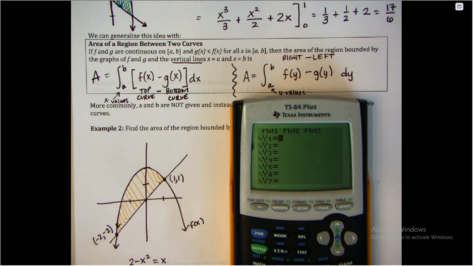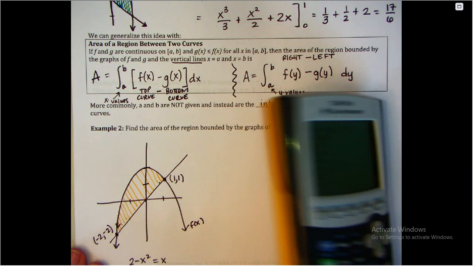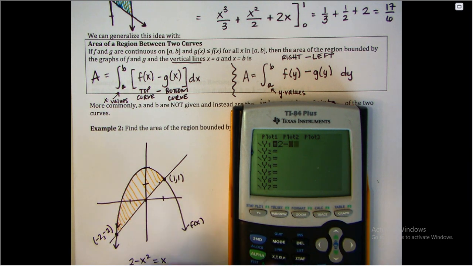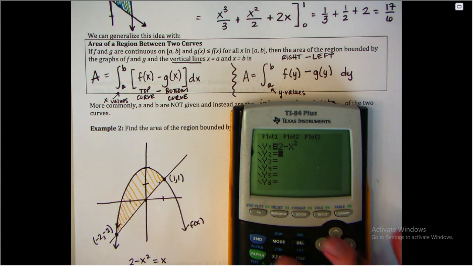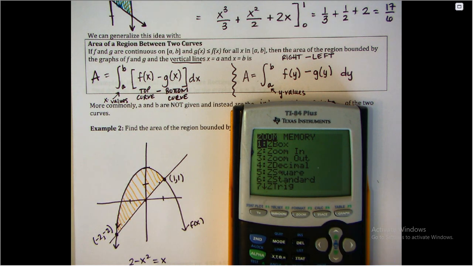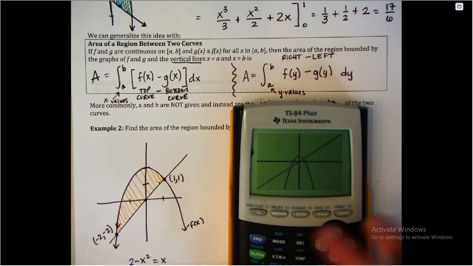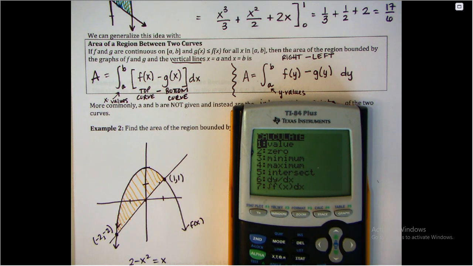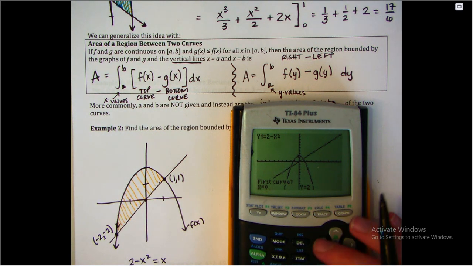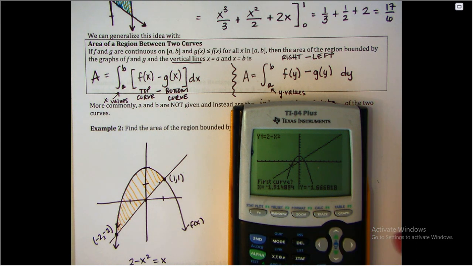So for example, I can type in, let's see, what was it? 2 minus x squared and y equals x. Let's make sure we're zoomed in. And as a quick refresher, they will let you use it on a calculator question. We want to calculate number 5, the intersection points. You do have to do each one individually. Move your cursor close to where you think it intersects, press enter, enter, and then one more time enter, and it should give you your values.